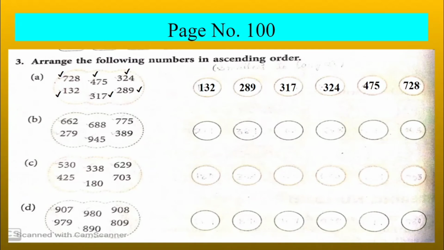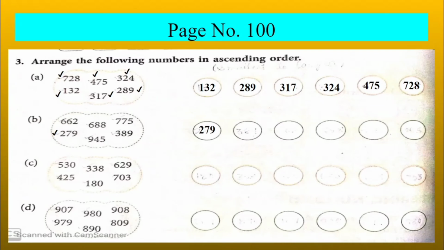So here we have arranged these numbers in the ascending order, that is from the smallest to the largest number or the greatest number. Now let us do the B part also. So here the numbers are 662, 688, 775, 279, 945 and 389. So which among these numbers is the smallest number? Yes, 279. So first we will write 279 and start arranging the numbers in the ascending order.